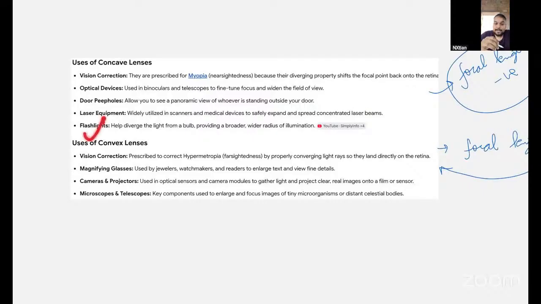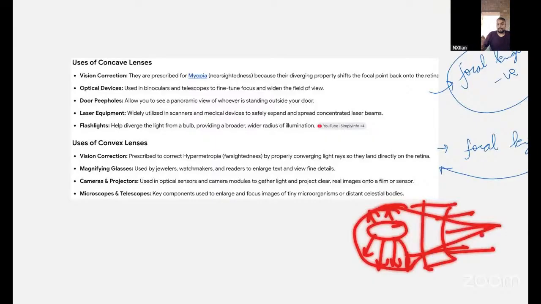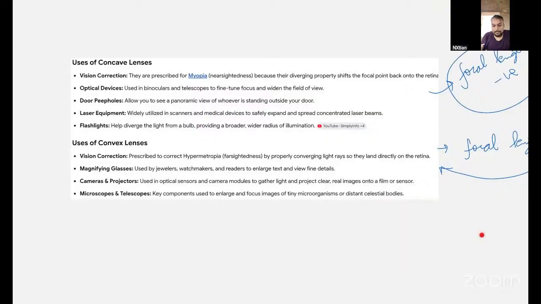Flashlight. In a flashlight, we use both a concave mirror and a concave lens. Concave mirror, how? For example, this is the bulb, and this mirror is a concave mirror so that the light can converge to one point. And here we use a concave lens also so that it diverges a little bit so that we can see the maximum area.